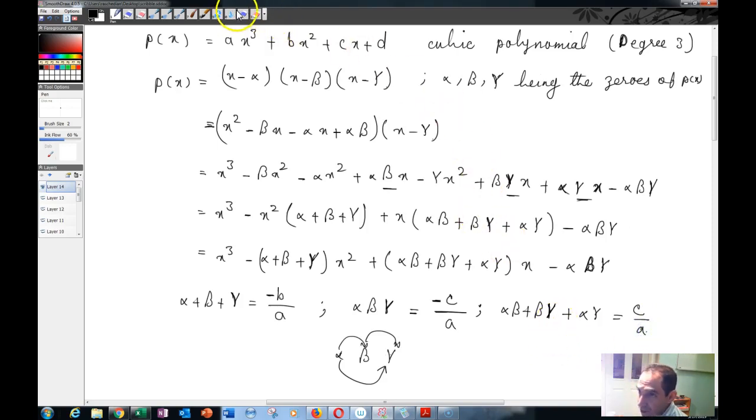So that's basically the three relationships that you can find between the zeros of a cubic polynomial and the coefficients that you can find in the same polynomial. And let us do a couple of examples in order to work with this a little bit.